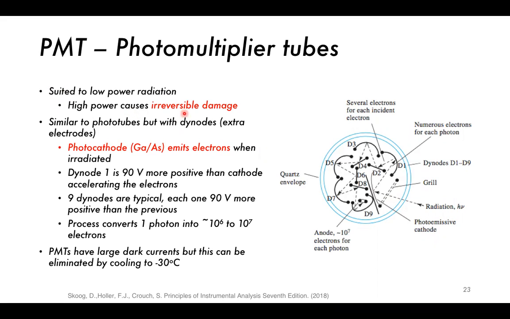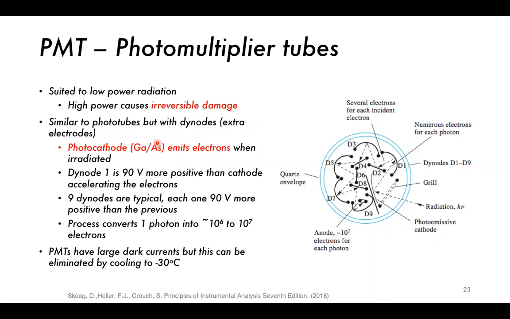You cannot use high intensity light with these because of the way that they multiply the power of the light. If the incident light is too powerful, you're going to get too many electrons and end up destroying your photomultiplier tube, which is generally pretty expensive. These are similar to phototubes, but with dynodes. Dynodes are just extra electrodes.